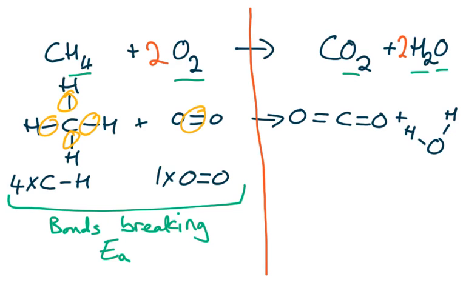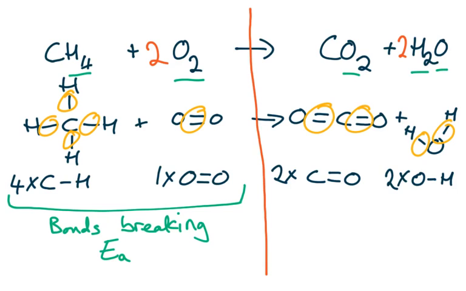Now I need to have a look at the bonds that are forming. So if I look at my carbon dioxide molecule, I have 2 bonds forming. They're both between carbon and oxygen, and so they're exactly the same. So I have a carbon-oxygen double bond, and there are 2 of those. I now need to have a look at water, and water has got, again, 2 bonds, each one between oxygen and hydrogen. So it's only oxygen-hydrogen single bonds, and I've got 2 of those in each molecule. And these together are the bonds forming.